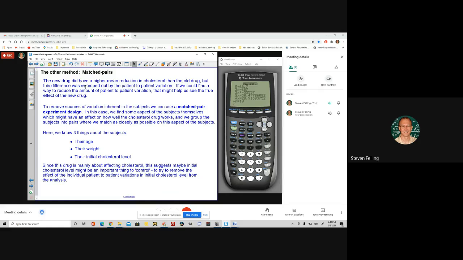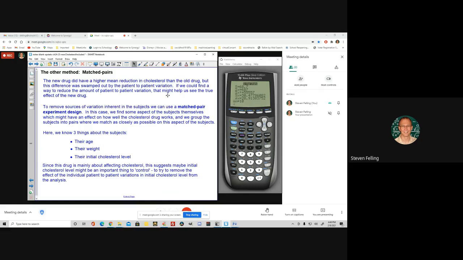If we could find some way to reduce the amount of patient-to-patient variation, that might help us see smaller differences in the drug as being statistically significant. Right? So to remove sources of variation that are inherent in the subjects, we can use something called a matched pair experiment design. So in this case, what we're going to do is find some aspect of the subjects themselves, which might be having an effect on how well the cholesterol drug works for them. And then we're going to try to group the subjects into pairs where we try to match them as closely as possible on each aspect of the subjects. Okay. Now, in this case, we were told three things about each subject: their age, their weight, and their initial cholesterol level.